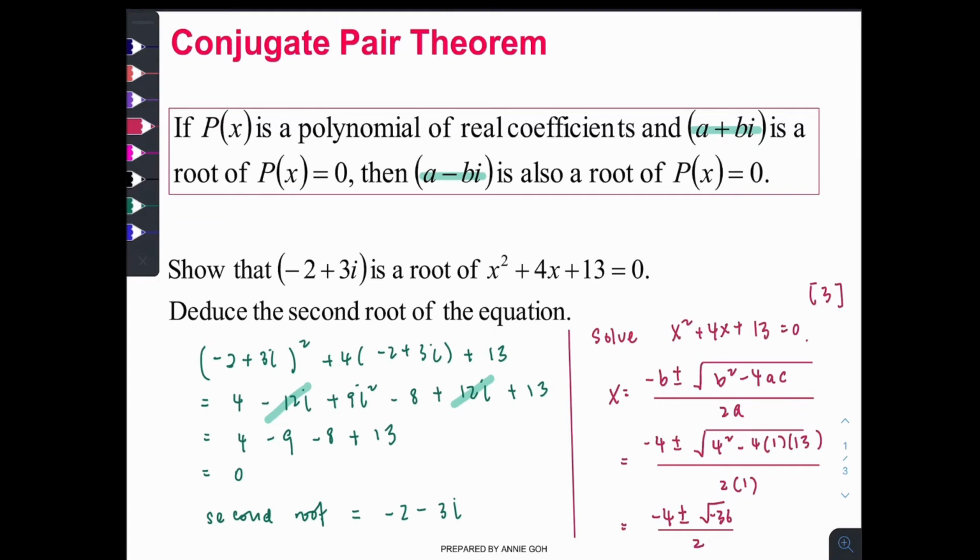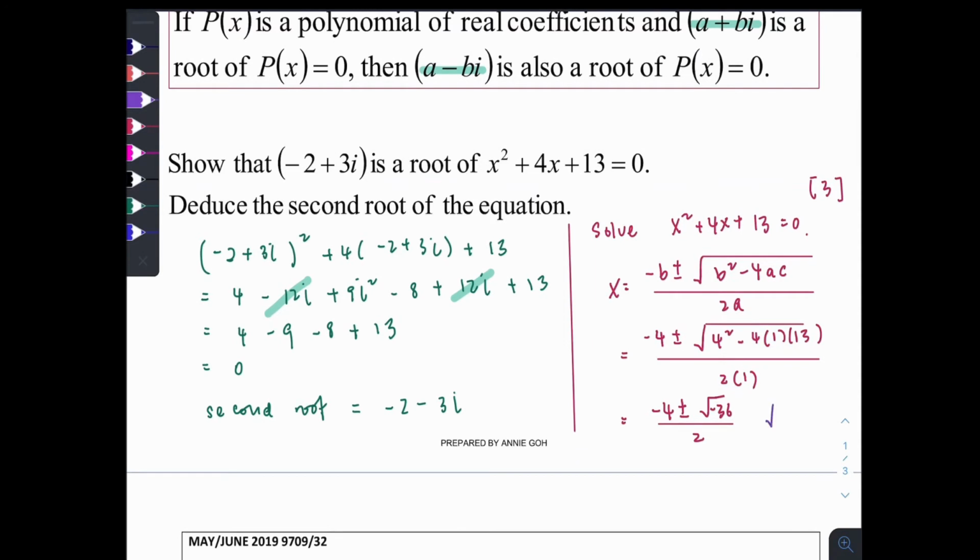So what is square root negative 36? You can highlight it here. Square root negative 36 is actually square root 36 times square root negative 1, which is equal to 6i. So now we can proceed with the solution. It becomes negative 4 plus minus 6i over 2, and hence the answer will be negative 2 plus minus 3i.